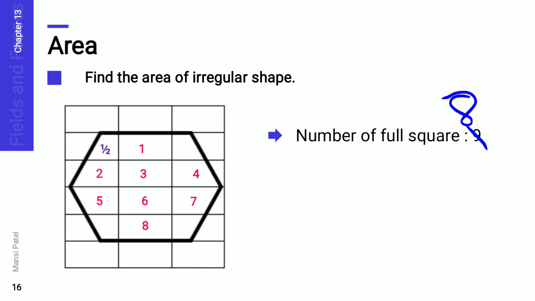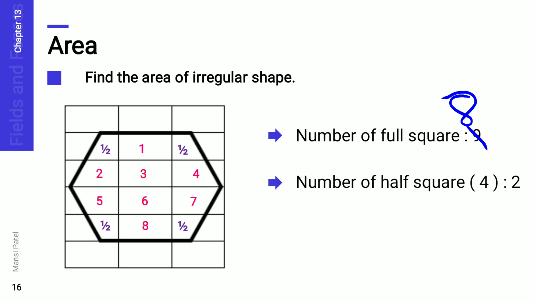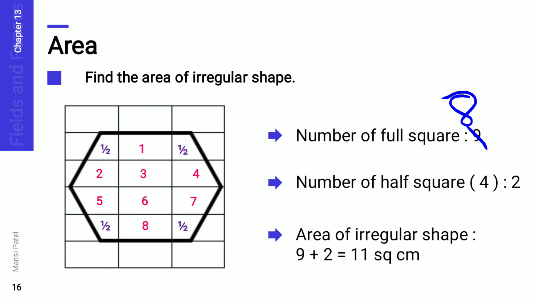And this part, the second one, third one and fourth one, occupy the half square. So how many half squares are there? 4. And what is the half of 4? 4 divided by 2 is equal to 2. So do the addition. Here it is 8 plus 2. That is 10 square centimeter.